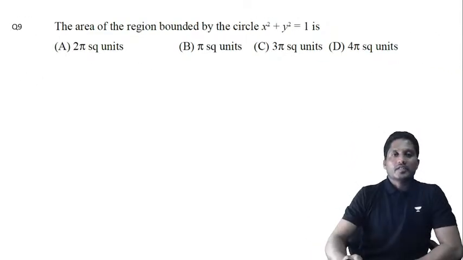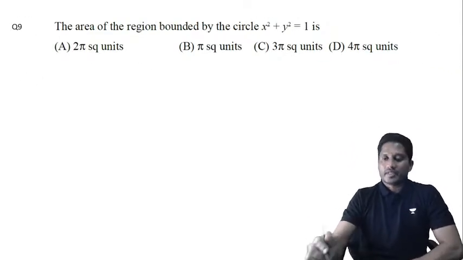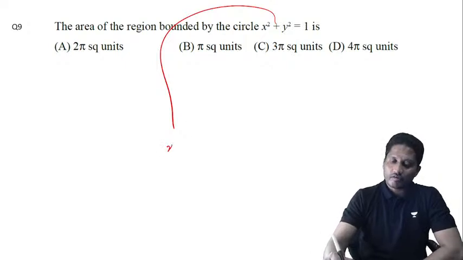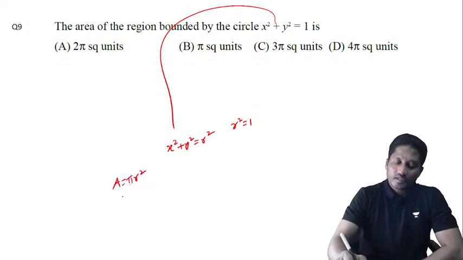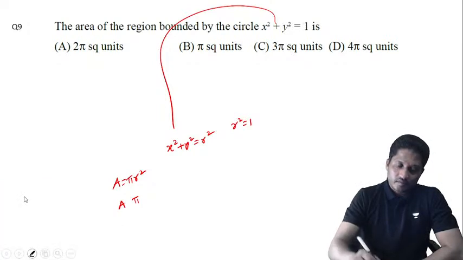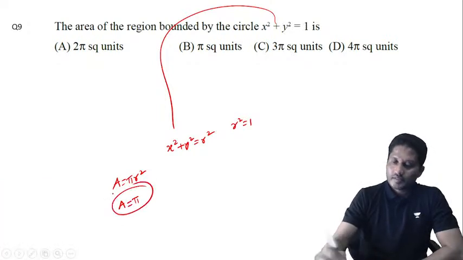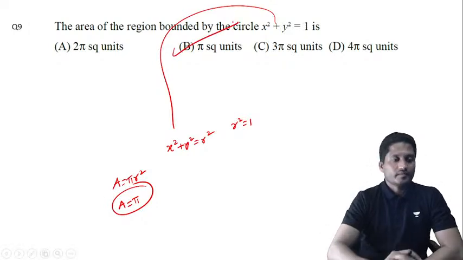Alright, we'll do one more question. Area of the region bounded by the circle. So no need to do integration. x square plus y square is equal to r square. r square is 1, right? Area of the circle is equal to pi r square. Area is equal to pi square units. Okay, so answer is pi.